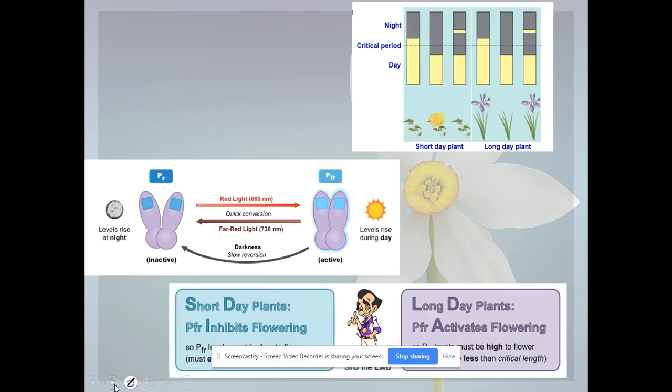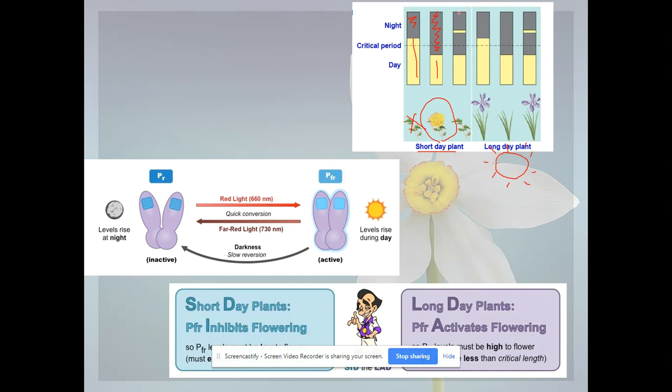Anyhow, what's interesting again about that short day, long day: these guys like lots of sunshine, we say, and these guys prefer a shorter day. It's actually not about the length of the day, it's about the length of the night. So if I have a short night and a long day, no flowers in my short day plant. If I have a long night and a short day, happy flowers.